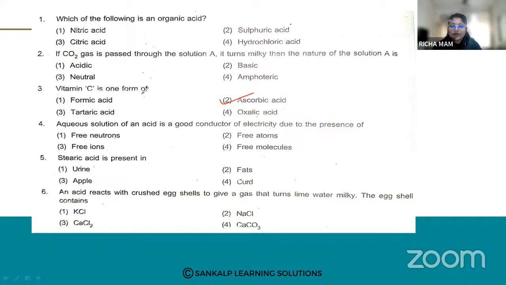So what will vitamin C help with? It will help to maintain your skin, your blood vessels, and bone. So vitamin C is nothing but ascorbic acid. So option number 2. Vitamin C is one form of ascorbic acid. Okay, next one.